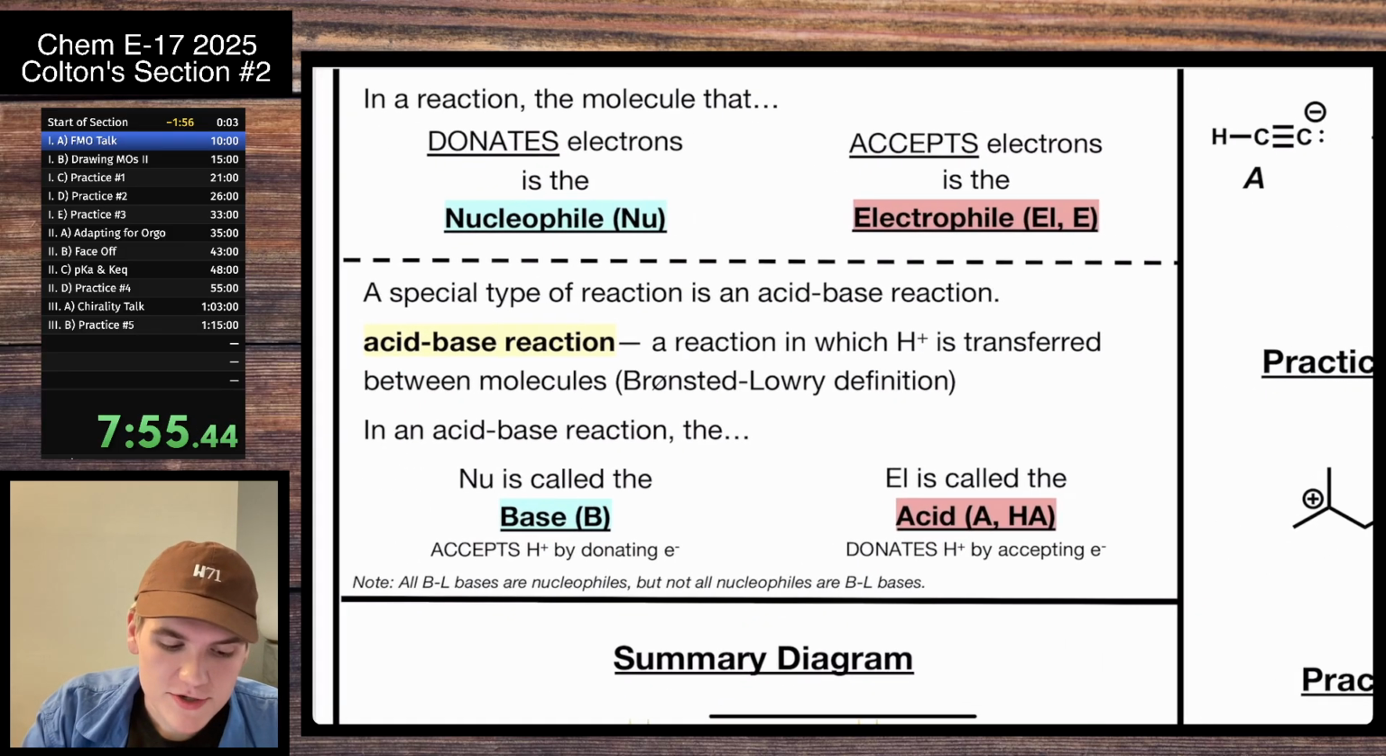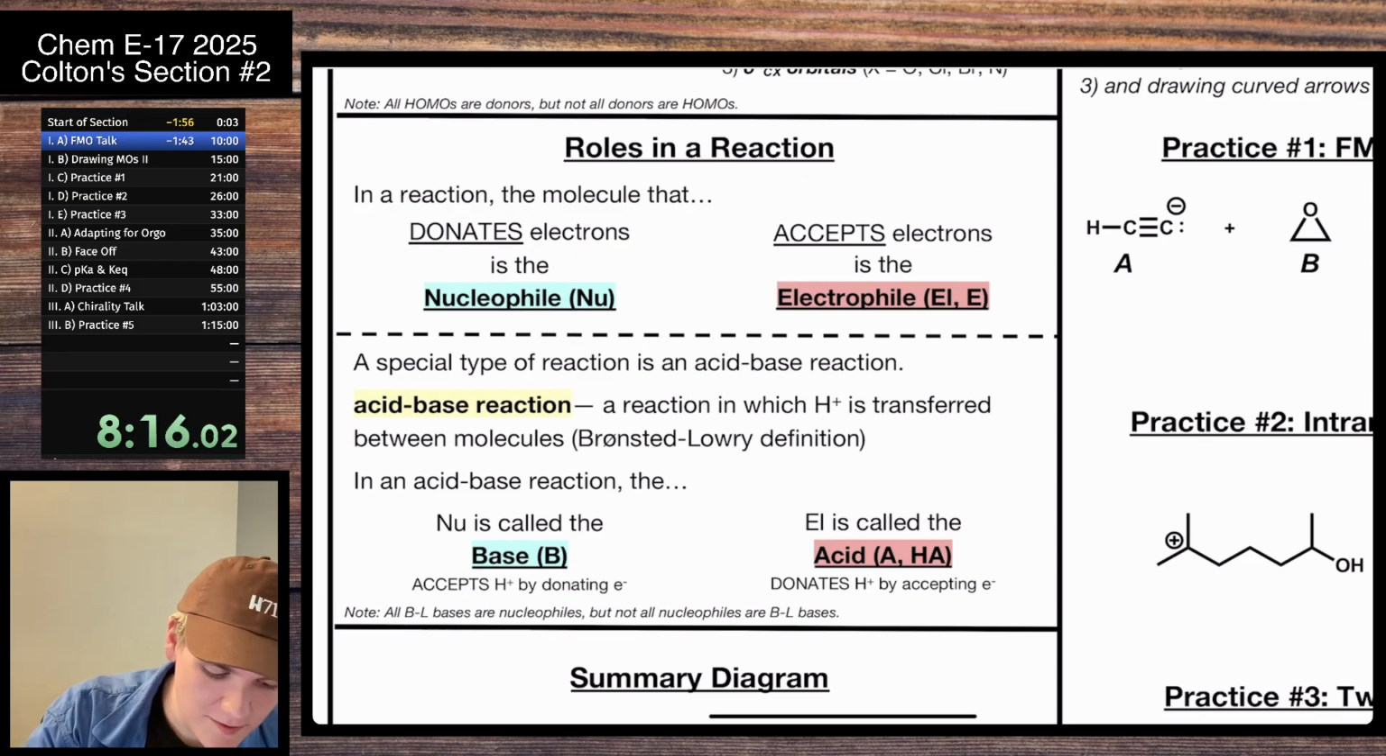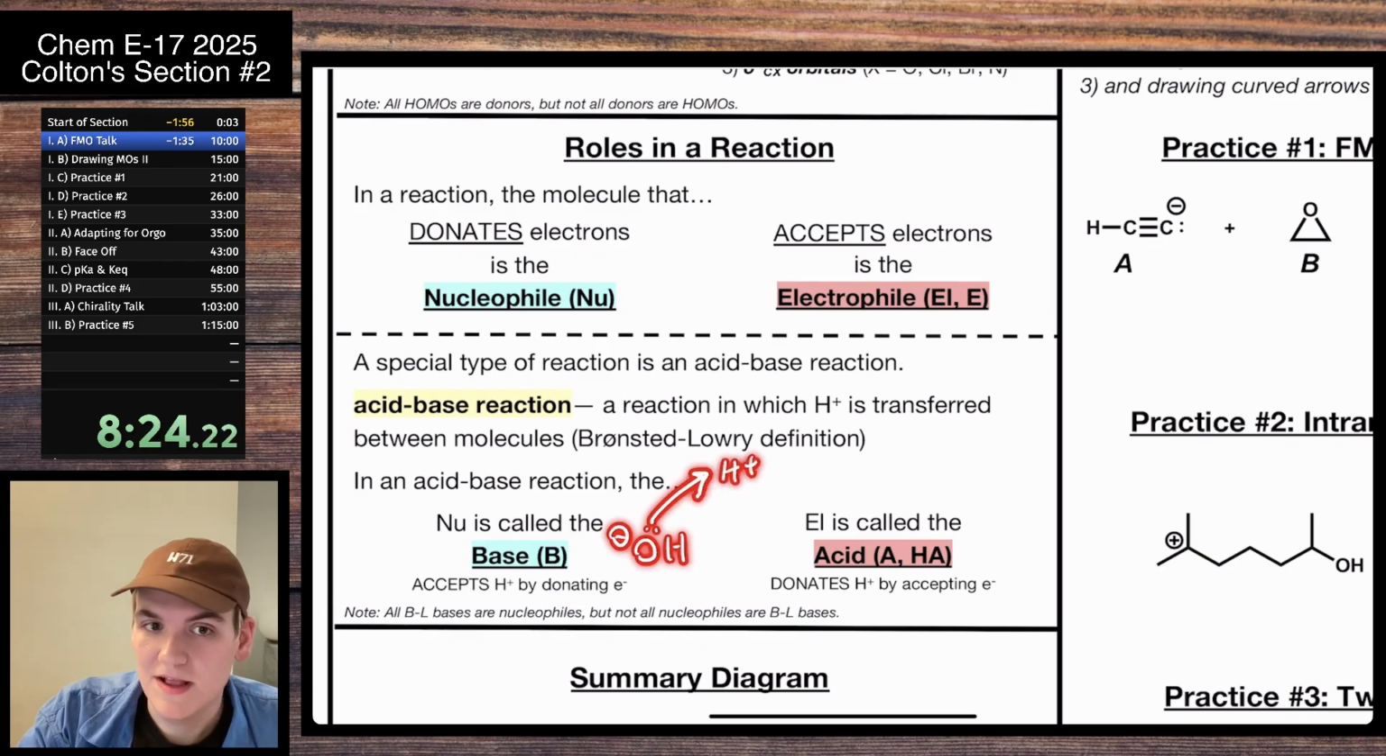And then one special type of reaction that we talked about in this lecture is acid-base reactions. We are using the Bronsted-Lowry definition, which talks about the transfer of hydrogens, H+, between molecules. And so the nucleophile, the donor of electrons, in that Bronsted-Lowry definition, is going to be the base. It is the thing that is going to be like an OH minus that is going and attacking, it's donating, and it's going to get an H plus on it.